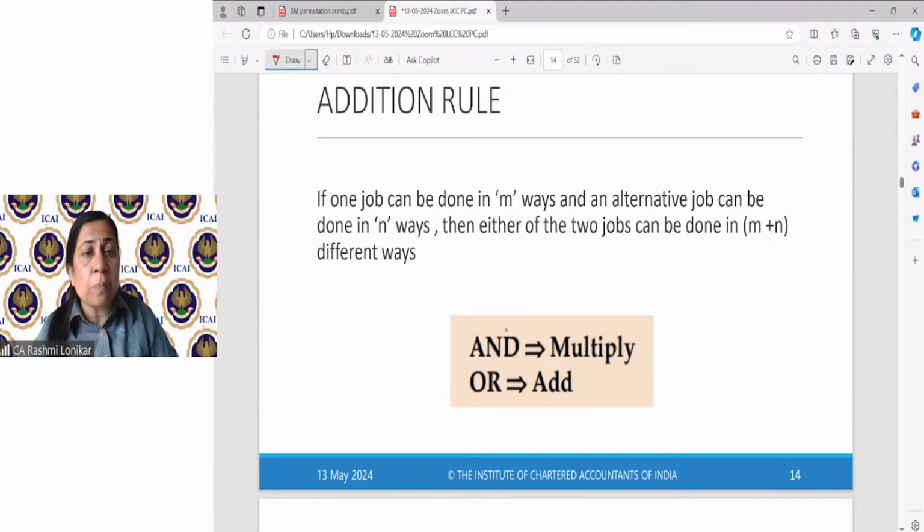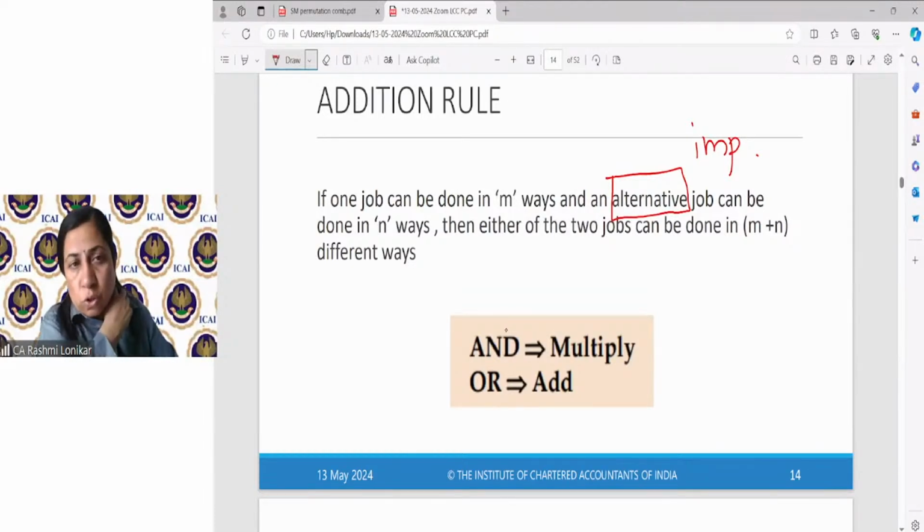If one job can be done in m ways and an alternative job can be done in n ways, then either of the two jobs can be done. Here, the word "alternative" is the most important word. This is S1, this is S2.